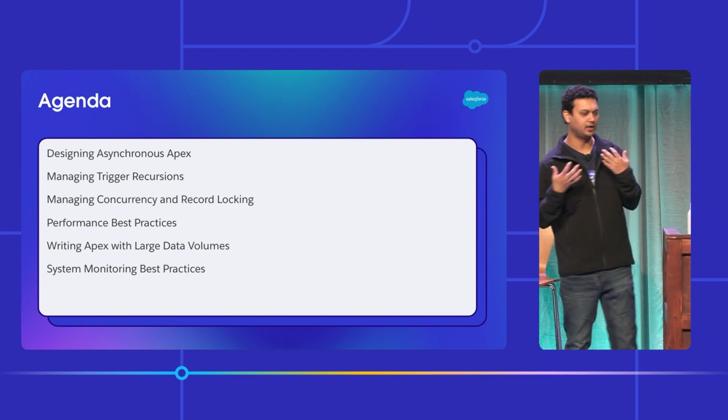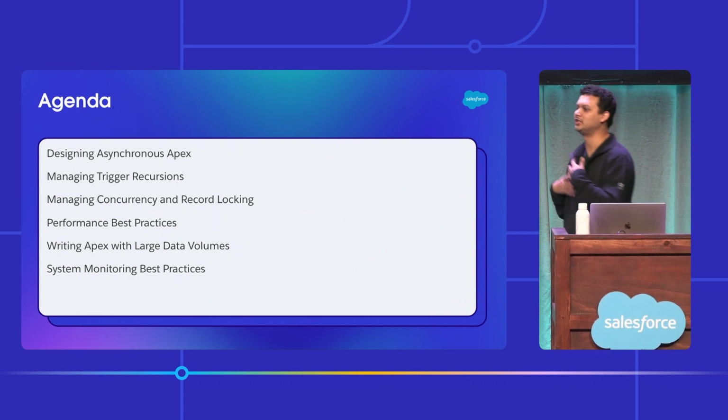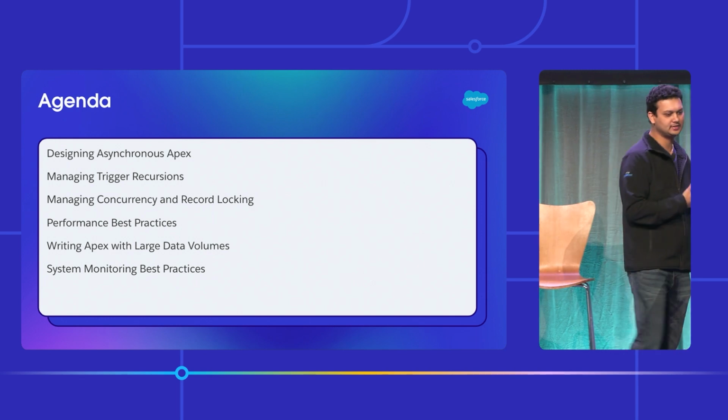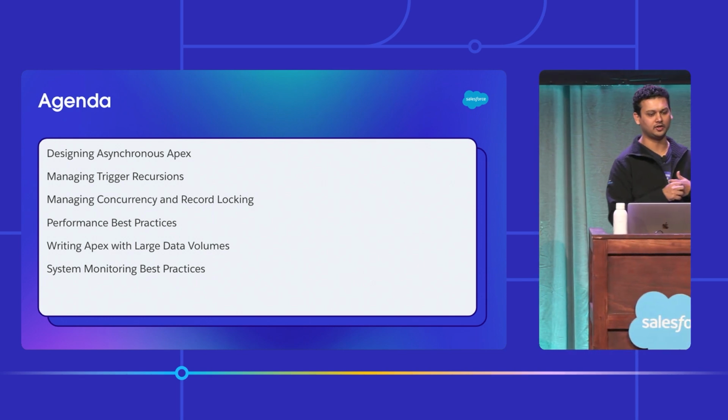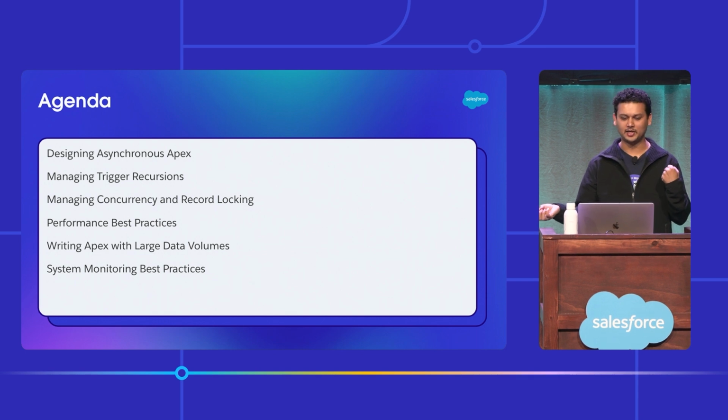We'll be talking about a lot of things that we see in the field that developers often struggle with. We'll talk about how to design your asynchronous Apex. Trigger recursions are another common problem that we have seen, so we'll discuss that. We'll talk about how to manage concurrency and record locking. We'll give you some performance best practices tips.